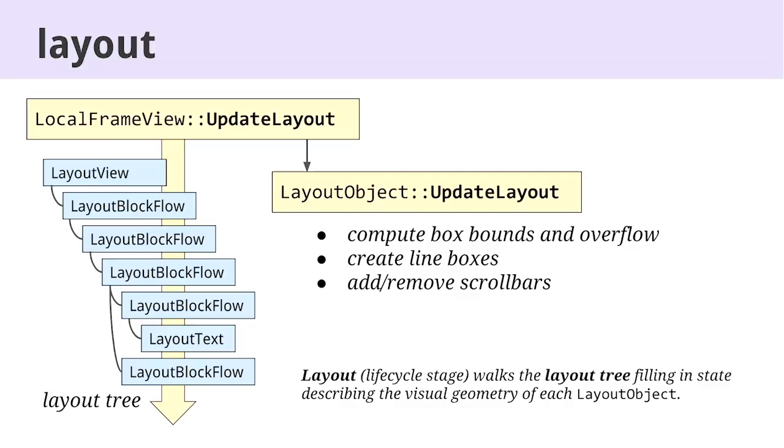So the layout stage walks the layout tree. So there's actually another stage after style recalc, which is constructing the layout tree. But when the layout tree is first constructed, none of the geometry data is filled in yet. So this update layout method walks the layout tree and fills in all the geometry data, processing side effects of the geometry, like calculating the overflow, finding line breaks, and setting up scroll containers.